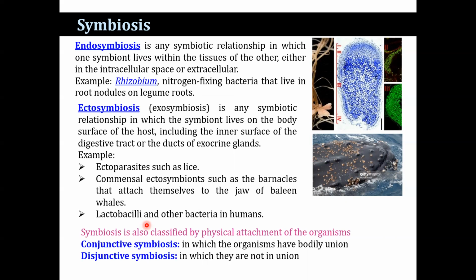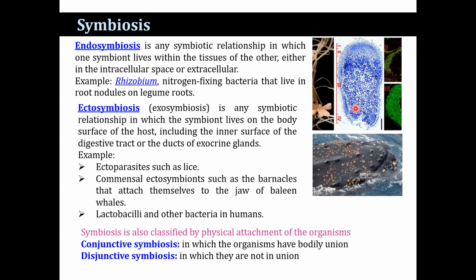Endosymbiosis is a relationship in which one symbiont lives within the tissue of the other, either in the intracellular phase or extracellular phase. For example, rhizobium is a nitrogen-fixing bacteria that lives in the root nodules on legume roots.